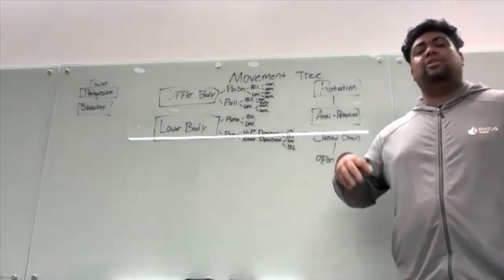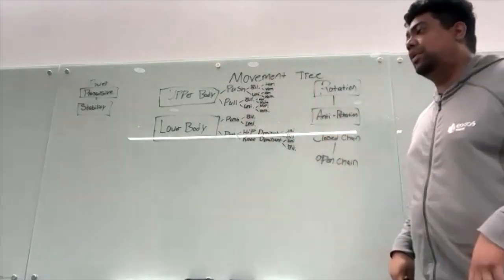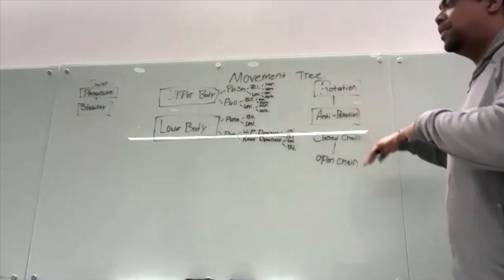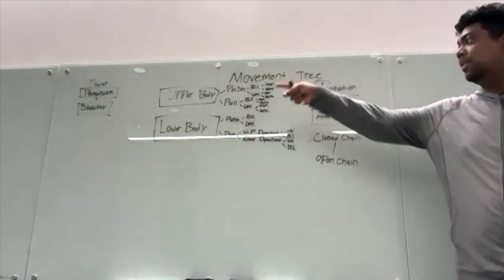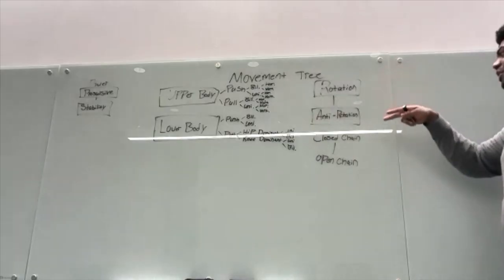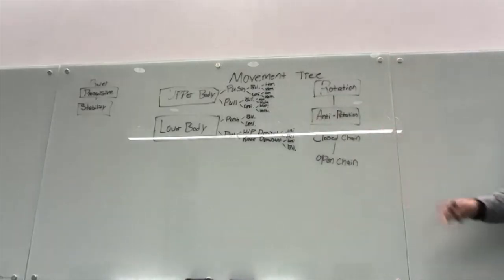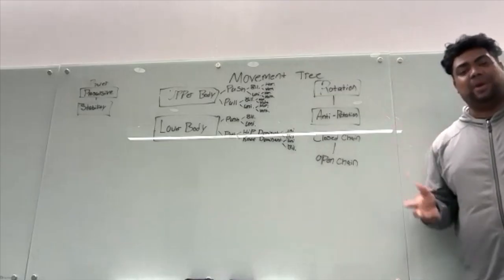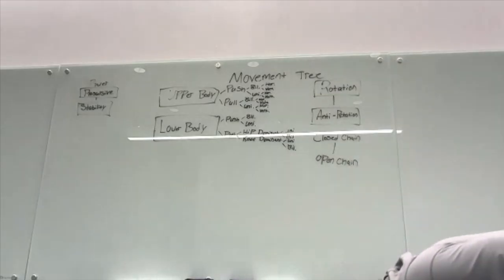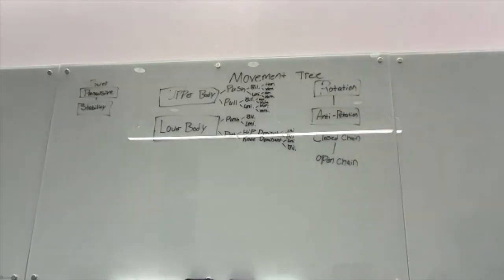And just make sure that you're doing some kind of stability work on the side of the propulsives, just so that you have the duality of everything. So now you have propulsive stability, rotation, anti-rotation, closed and open chain. You see, everything has an equal and opposite, right? Like Newton. But this is kind of the general gist.